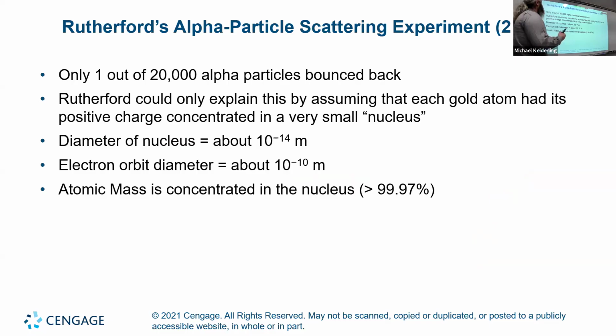And Rutherford could only explain this by assuming each gold atom had a positive charge concentrated in a very small nucleus. And the diameter of the nucleus is about 10 to the minus 14 meters, while the orbit of an electron is around 10 to the minus 10 meters. So the nucleus is about 1/10,000th the size of the atom in question. And 99.97% of the mass of an atom is concentrated in the nucleus.